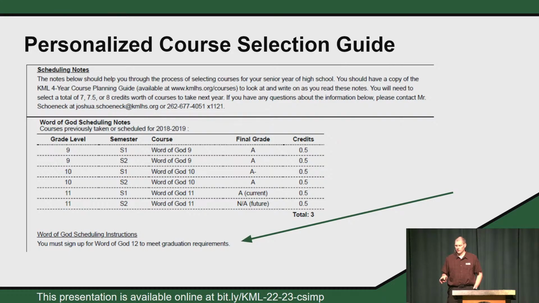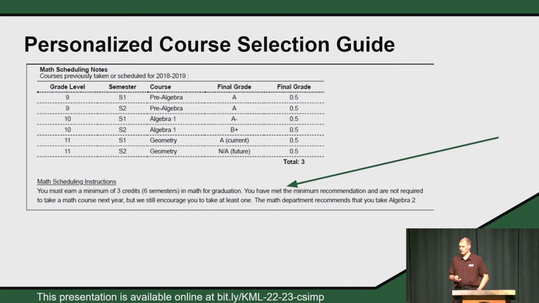Underneath that, there are going to be some notes. So in this case, the Word of God note, it just says which class you should sign up for. So some spots, there is not a choice what you should sign up for, and there are other places where there are some choices or there's a bit of advice there that's specific to your child. So here's an example of what that might look like.